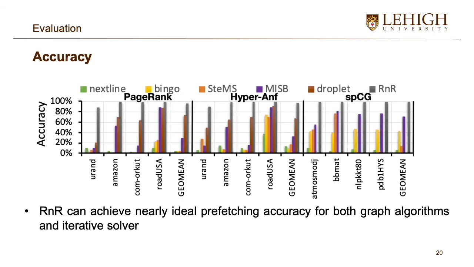The prefetching accuracy is the number of useful prefetches out of the total issued prefetches. RnR can achieve an average of 97% prefetching accuracy. This is because the replay iteration will have exactly the same miss sequence as the recorded iteration. By matching prefetching speed with the demand access speed, most of the prefetched data will be used before eviction.